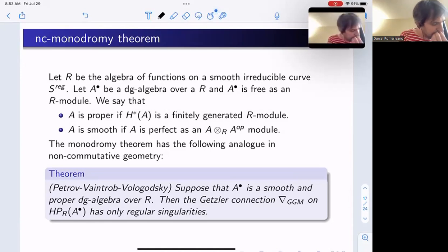So here's the result they have. This should be an affine curve. I didn't clarify.